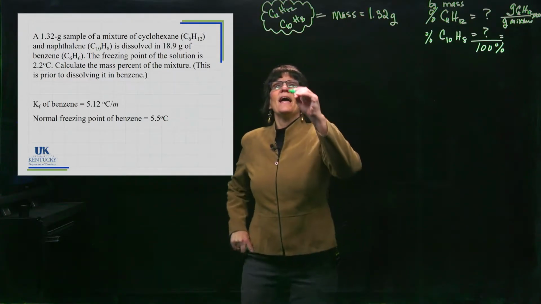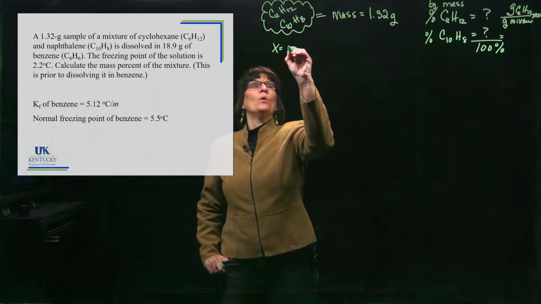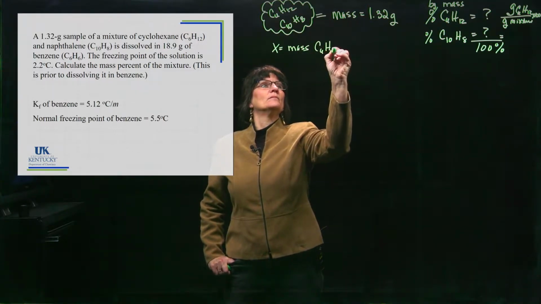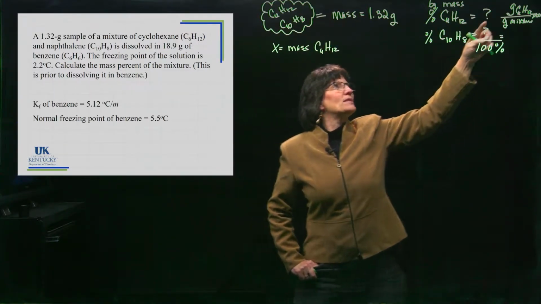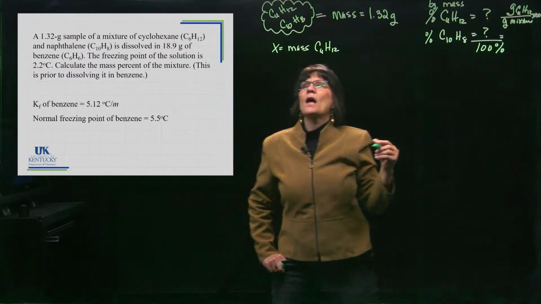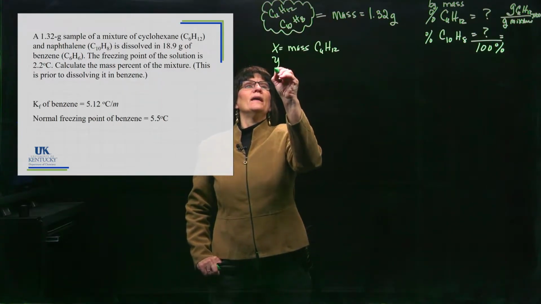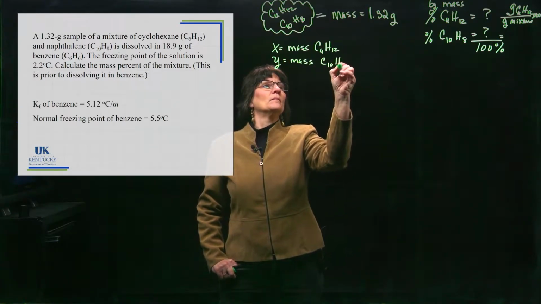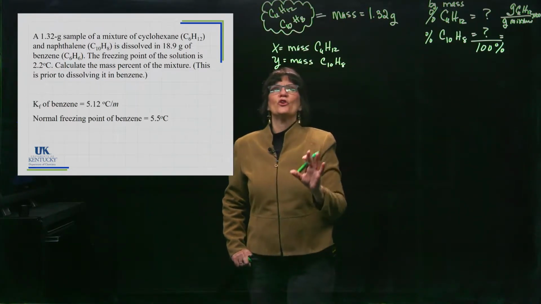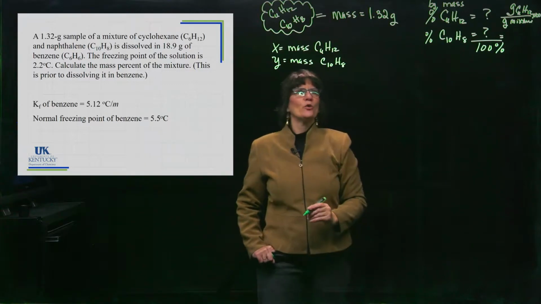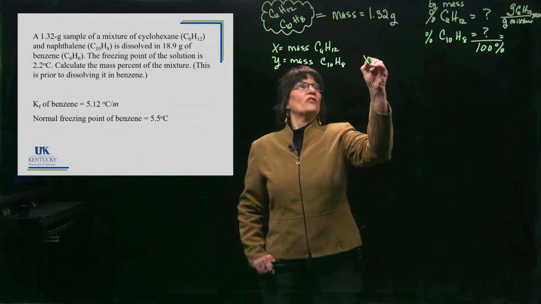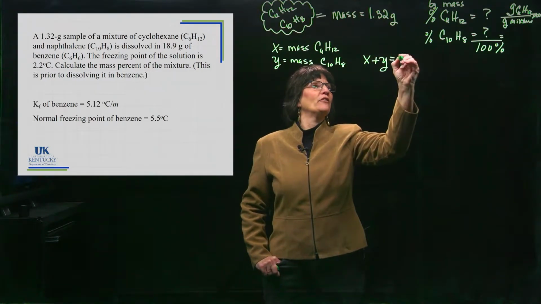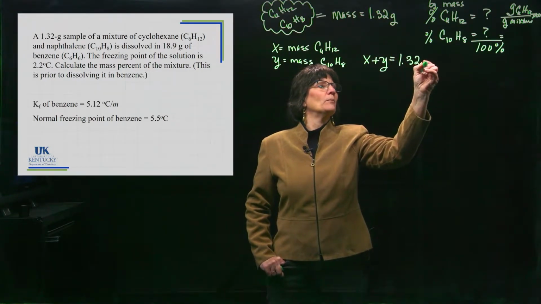Let's let X equal the mass of the cyclohexane. That would be what would sit right here. Let's let Y equal the mass of the naphthalene. Let's just use those variables here. So what do we know so far? What does X plus Y equal? Well, it's the total mass of the pile, 1.32 grams.